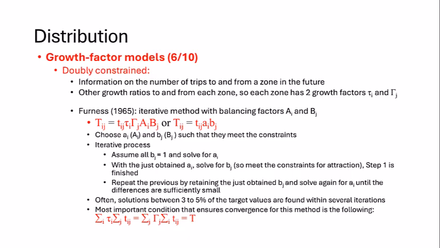A more sophisticated version is the doubly constrained growth factor model. Here, we have information about both the number of trips produced and the number of trips attracted in the future. To balance both sets of constraints, we apply two sets of growth factors, one for origins and one for destinations. The Furness method, introduced in 1965, provides an iterative way to solve this. It uses balancing factors that are updated step by step until both constraints are satisfied and the matrix stabilizes.